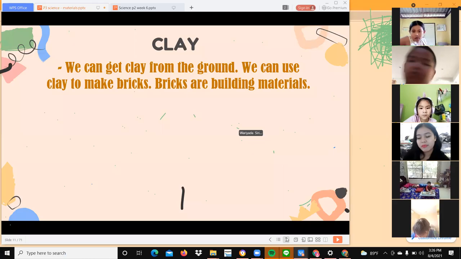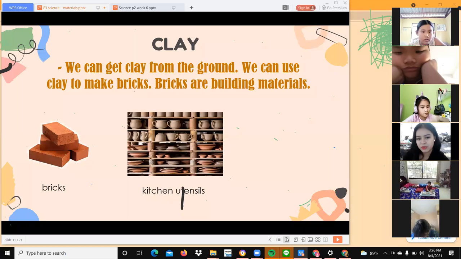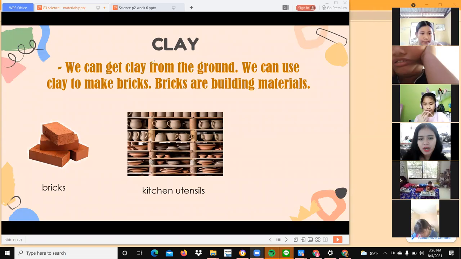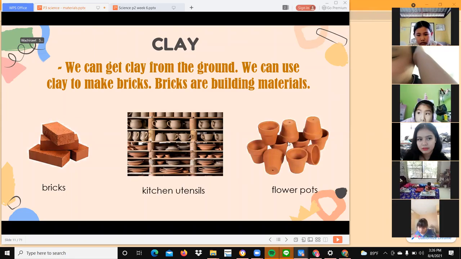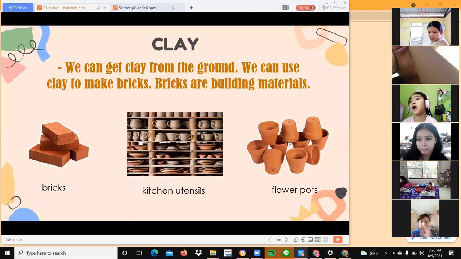Okay, can you give me an example of an object made out of clay? We have bricks. How about this one? Kitchen utensils. What are these? Cups, plates, and many more. And of course, we also have flower pots. These materials are made out of clay. Clay is a type of soil. It is a super sticky soil, and we can get it from the ground. Understand?